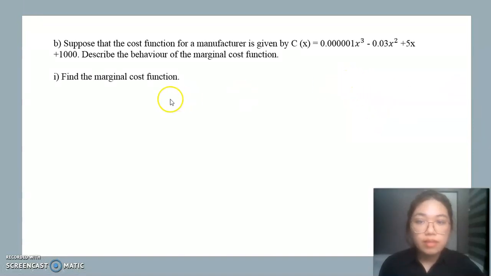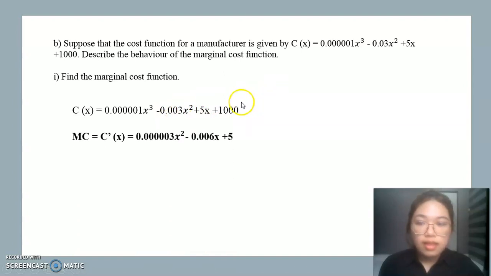Next is to find the marginal cost function. As usual, we need to rewrite the cost function given from the question, which is 0.0001x cubed minus 0.003x squared plus 5x plus 1000. Then the marginal cost function is equal to the derivative of the cost function, which is 0.0003x squared minus 0.006x plus 5.